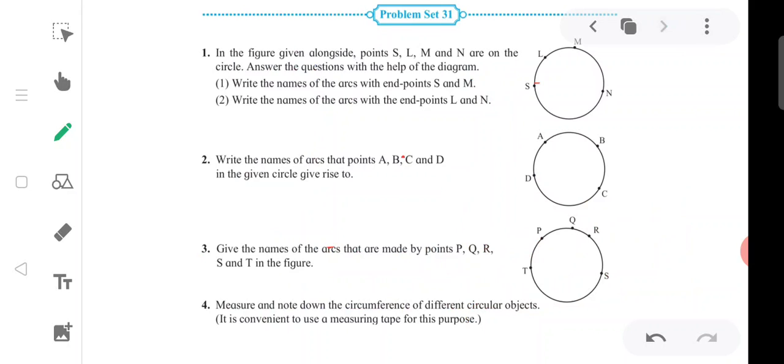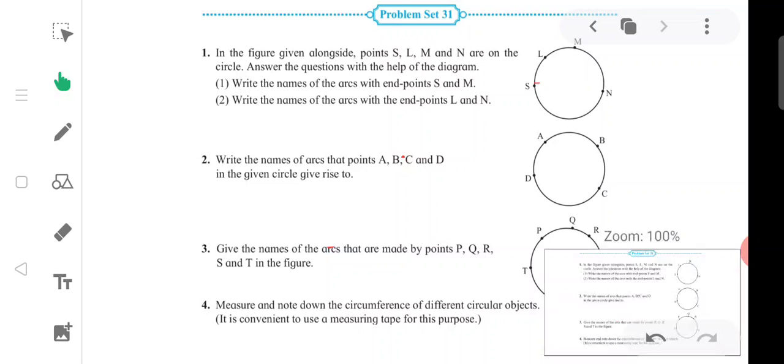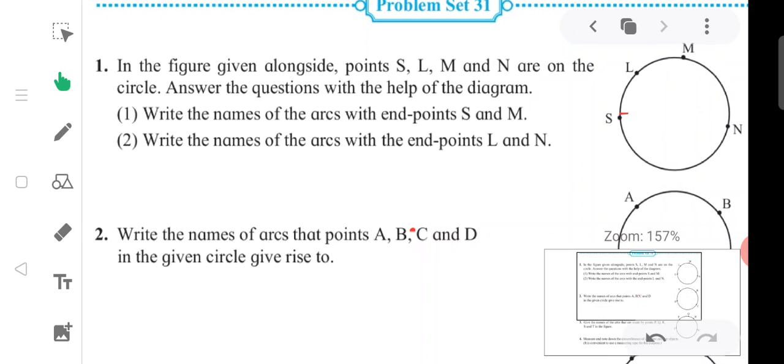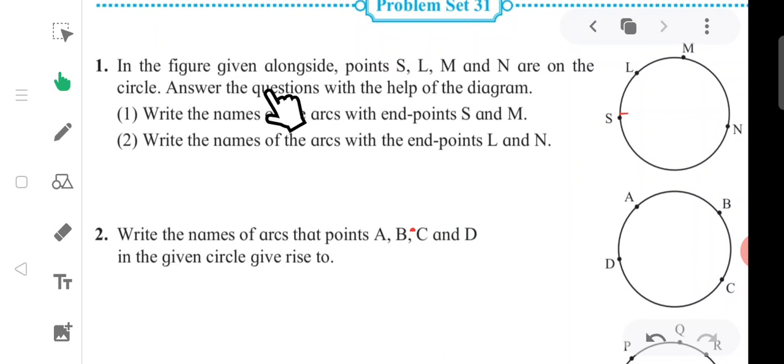Now let's see, there is problem set 31. See, there are 4 questions in problem set 31. So we see each one by one. See the first one. In the figure given alongside, points S, L, M and N are on the circle. Answer the questions with the help of the diagram. Here one diagram is given and there are 4 points on the circle, L, M, N and S. And we have to write the answers of these 2 questions.